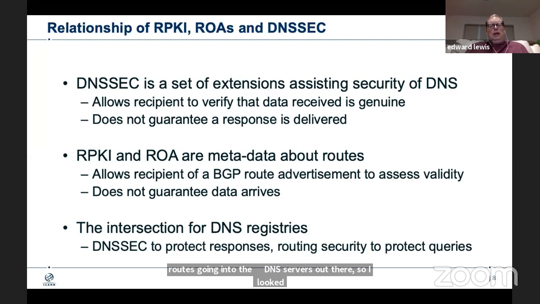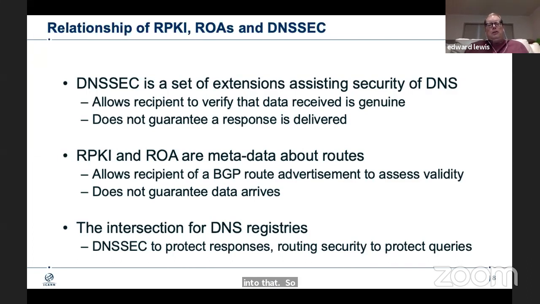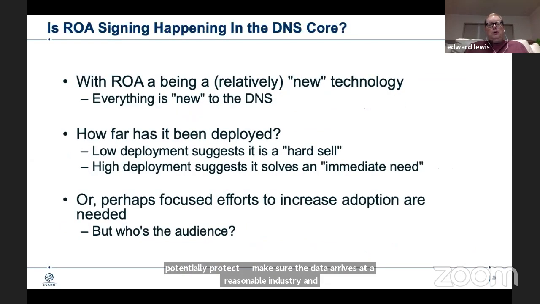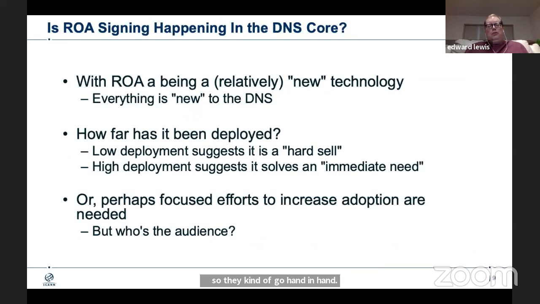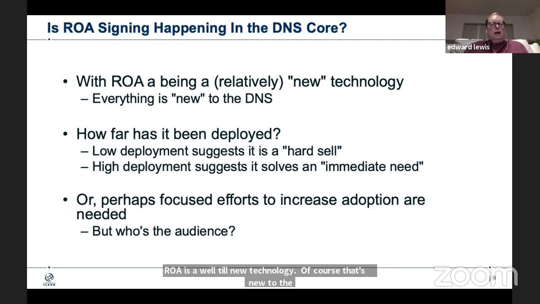The relationship here again is I see DNSSEC as protecting the responses coming back. RPKI and ROA potentially protect, to make sure the data arrives at the registry. And so they kind of go hand in hand. Now, ROA is a relatively new technology, and of course, that's new to the DNS. ROAs have actually been around for quite a while. But in the DNS, everything is new. And so it's interesting to look at how it's been deployed.